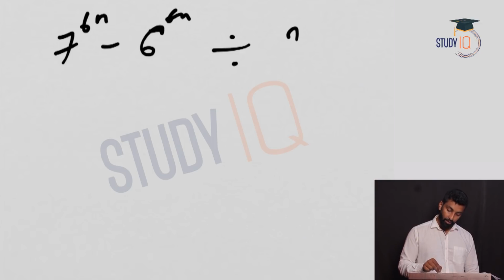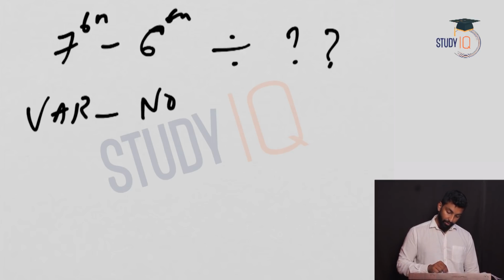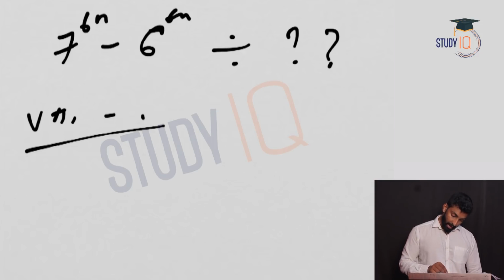Now in this question, 7 raised to 6n minus 6 raised to 6n is divisible by what? That is what they are asking. So this is a very flexible question. Your answer is given in numbers, so you just substitute the value. This is a variable to number question, and you can find it in that way also. So just substitute any value.